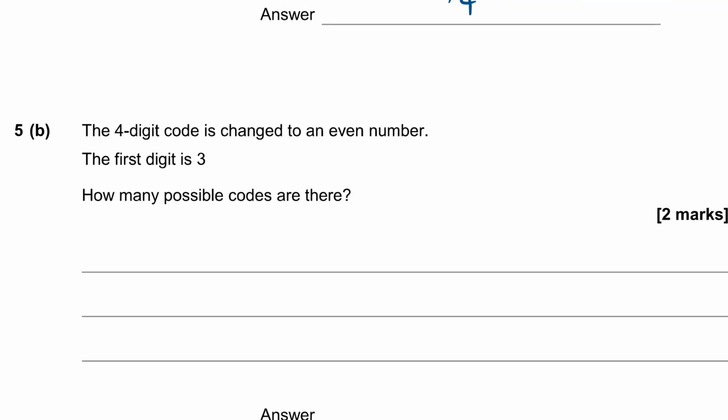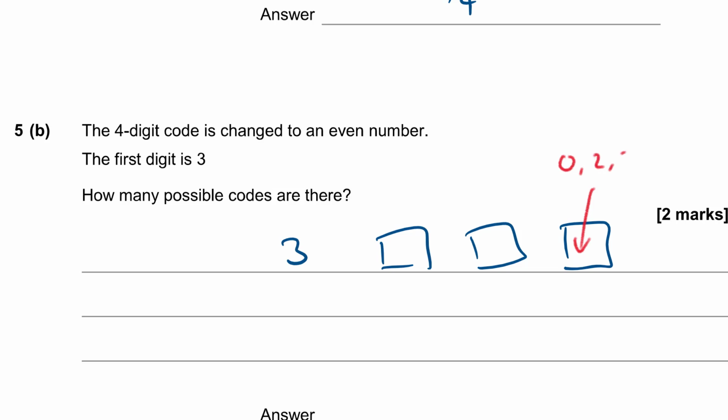Okay, the 4-digit code is changed to be an even number. The first digit is 3. How many possible codes are there? So we're going to have 3 something, something, something. Now when you're counting things like this, it's always good to start with the one that you have restrictions on. So you've got a free choice for your middle 2 numbers, but the last number there is restricted. This one has to be an even number. So you've only got the choices of 0, 2, 4, 6, and 8 for this one.